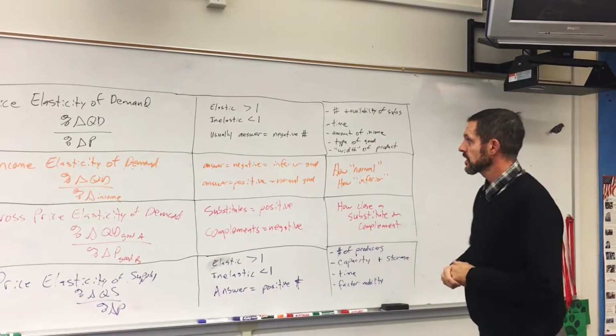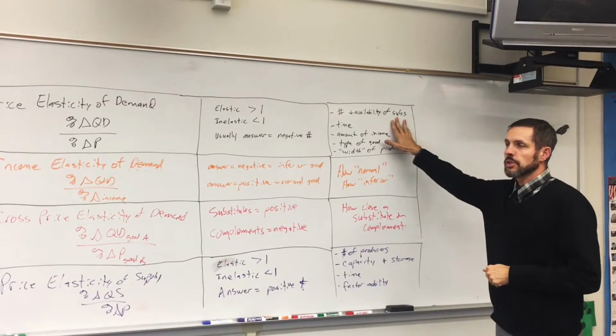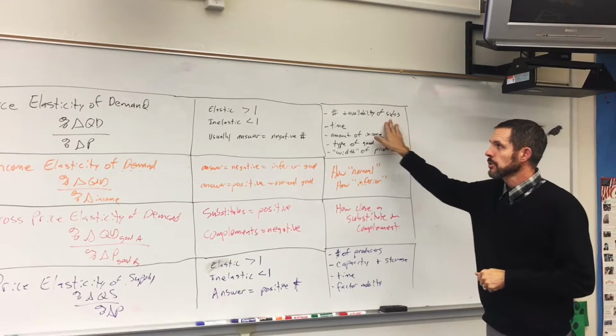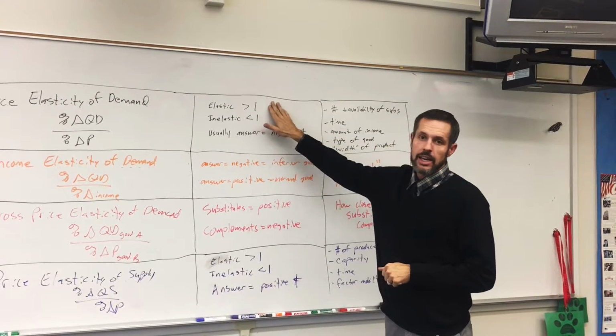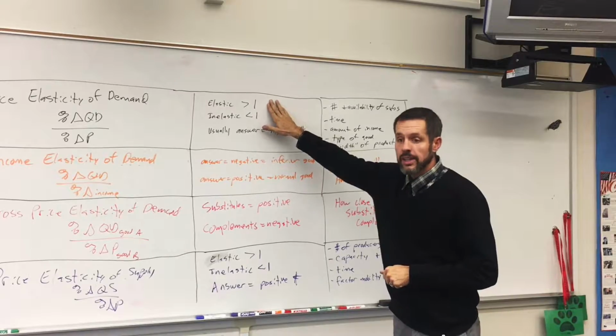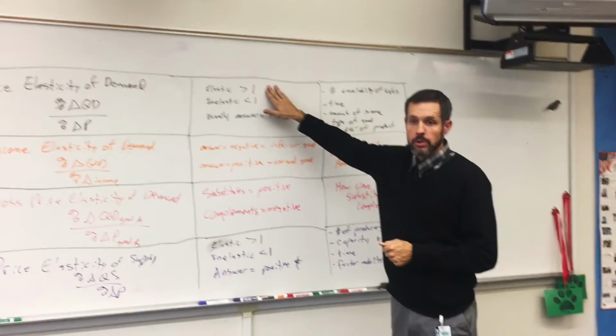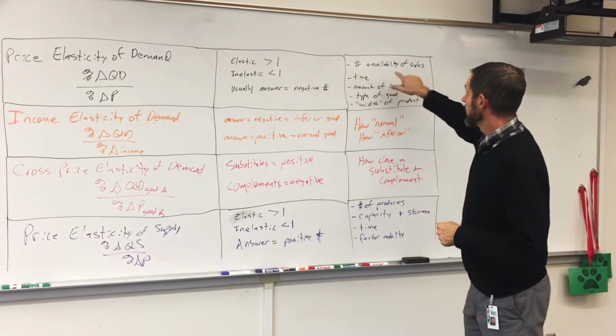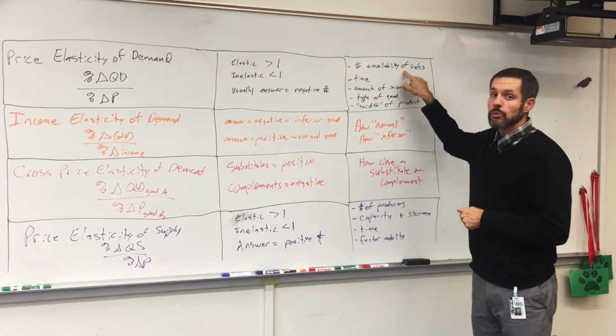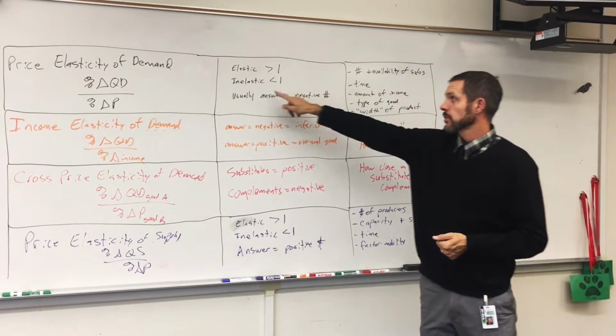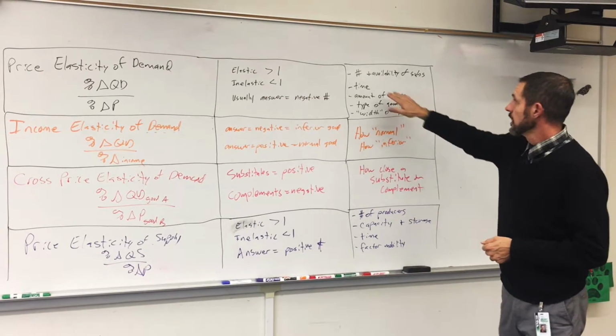For price elasticity of demand, how many substitutes are there? If there's lots of substitutes, we're going to say that the product is going to be quite responsive to price. If the price of something goes up a little bit, you'll just switch to something else. If there's not a lot of substitutes, we're not going to see that much responsiveness to price. It would be inelastic.